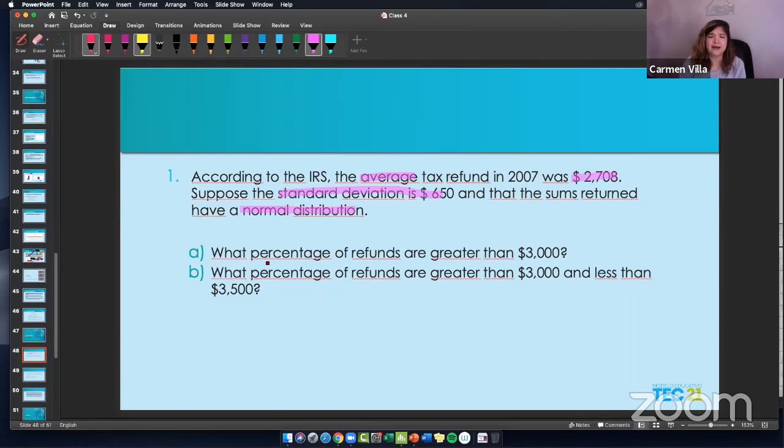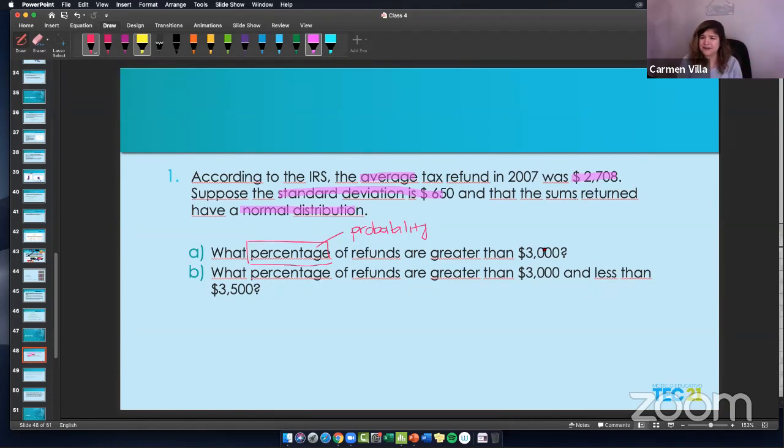So it says, what percentage of refunds are greater than $3,000? And by percentage, what does it mean? The probability. Perfect. So they can ask us in many ways. That's why I always say the percentage of. In reality, it is not common for us to say the probability of something. We say the percentage that something happens, which is the more natural way to say it for people who are not statisticians or analysts.